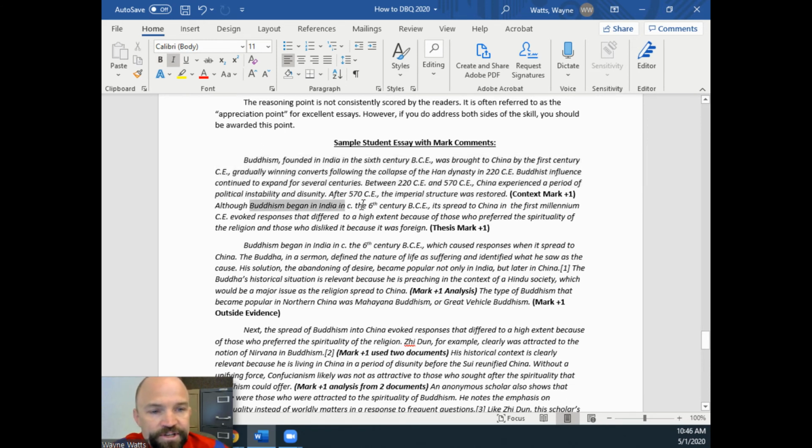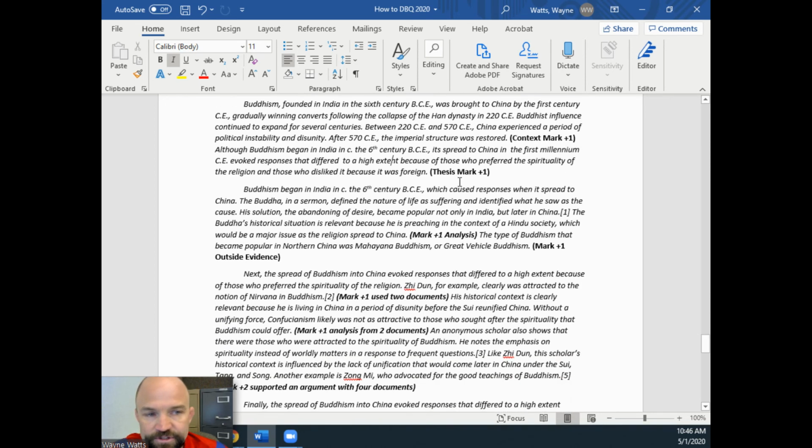Thesis. Although Buddhism began in India in the 6th century BCE, it spread to China in the first millennium, evoked responses that differed to a high extent because of those who preferred the spirituality of the religion and those who disliked it because it was foreign. So at this point, you would get a point for thesis.